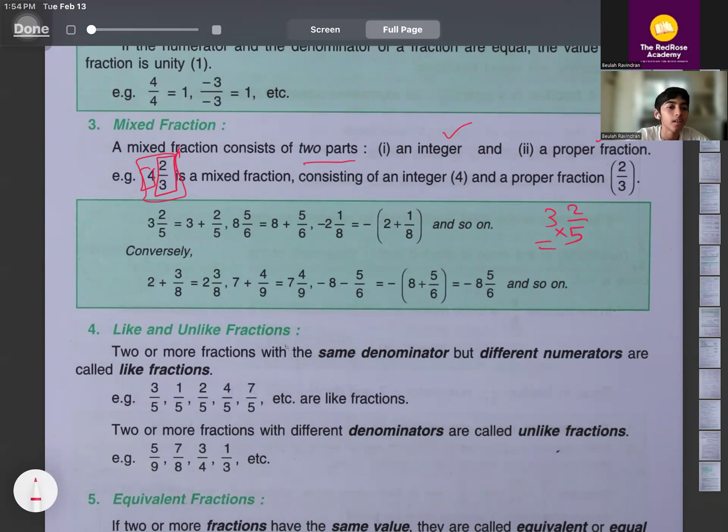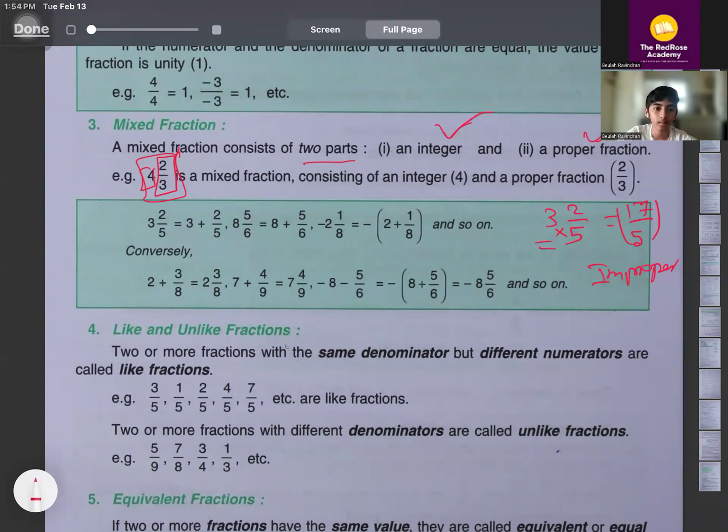If 3 2/5 is given, then 3 times 5 is 15, plus 2 will be 17. So 17 over 5. Since it is an improper fraction, we need to convert it into mixed, so that it contains an integer and a proper fraction. Is it clear for you?